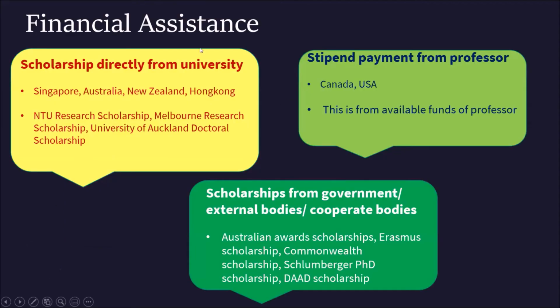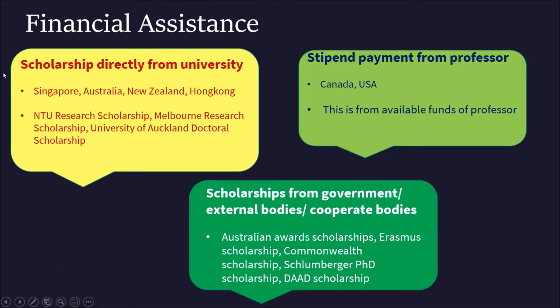The other thing you should be aware of is financial assistance. You know that when you are doing your postgraduate study in a foreign country, you should have some scholarship or stipend. Otherwise, you have to self-fund it. A scholarship can be directly from a university or from an external body.